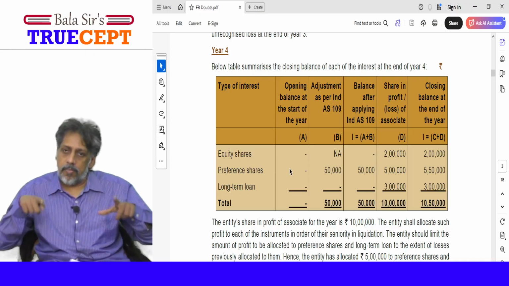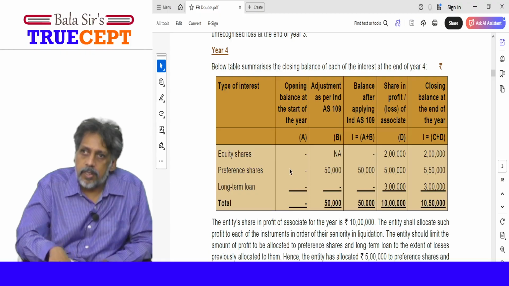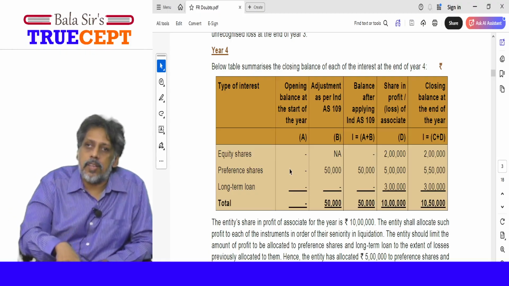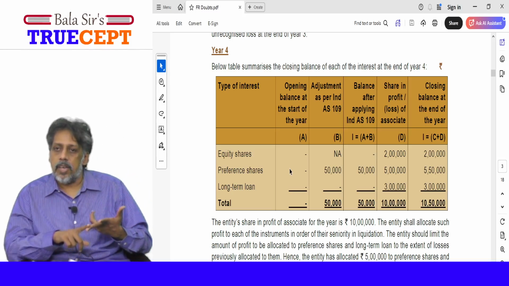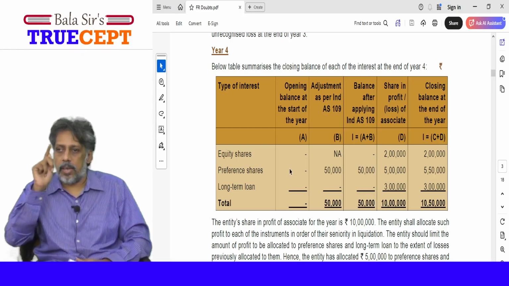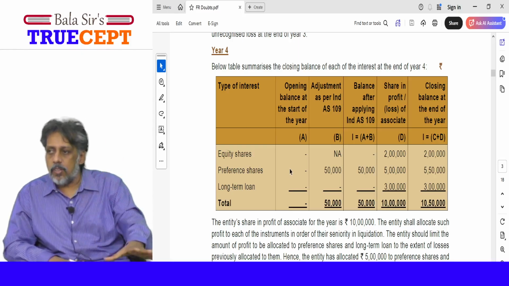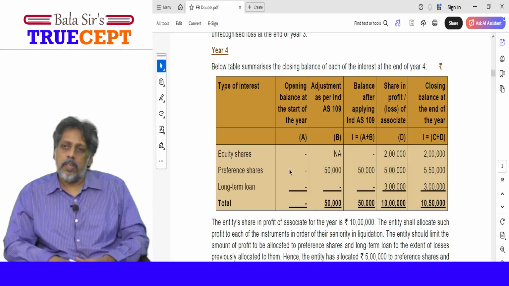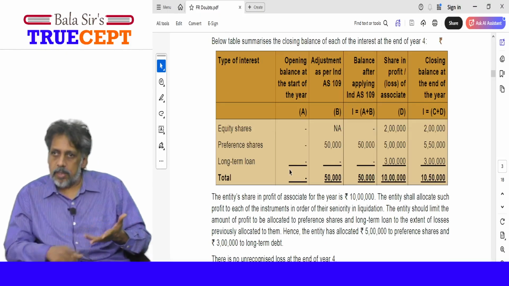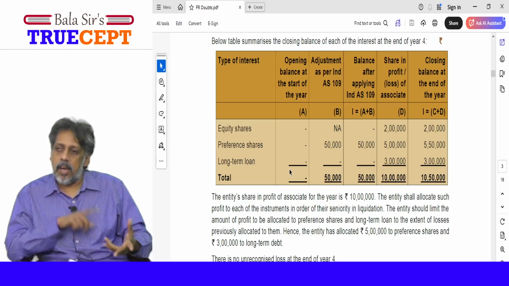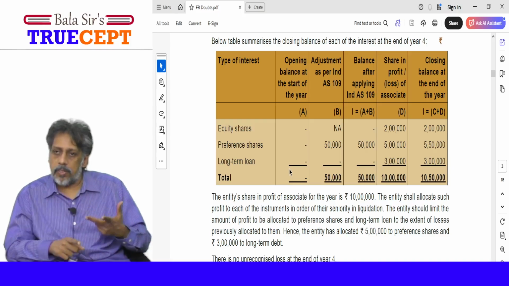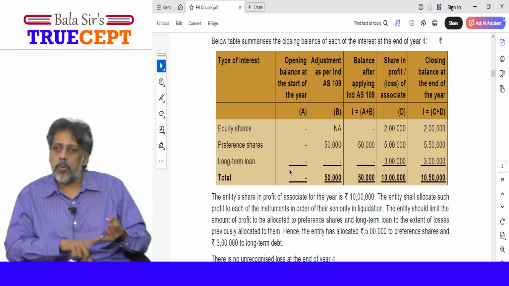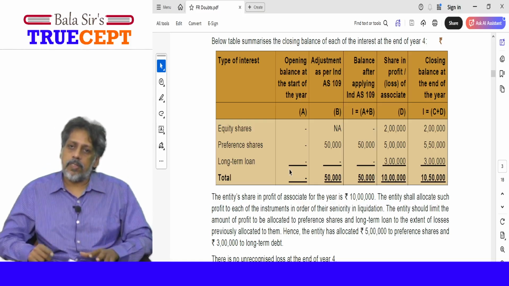So 3 lakh, 5 lakh. Now what is the balance left of the profits? 2 lakh. That will be used to increase the investment in associate. So opening nil, and straight away 2 lakh share of profits. And what is the closing balance? 2 lakh. Is that fine? Yes. In case you want a journal for this, what is the entry? It is going to be loan account debit 3 lakh, and then preference share investment account debit 5 lakh. Investment in associate debit, it is 2 lakh. Share of profits, P&L how much?